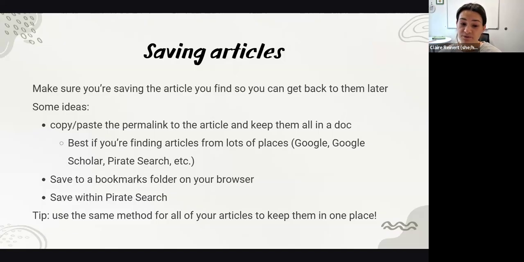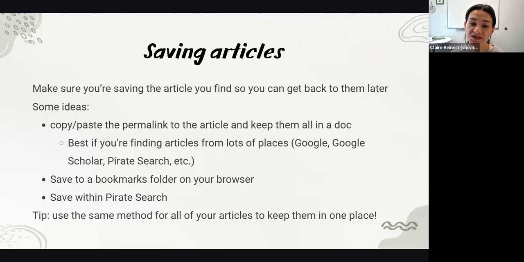Number two, you can save them to a bookmarks folder on your browser. This is the method that I have always chosen. I was a history major in college, so instead of exams, we had papers. So I was always working on lots of different papers at any given time. And I thought it was really easy to create a folder on my Google Chrome bookmarks bar. I would create a folder for each class that I was working on, and I would save all my relevant articles for each class to the relevant folder that way.